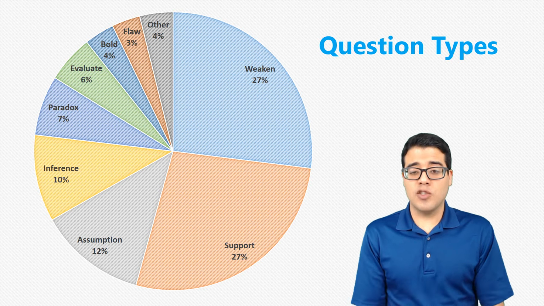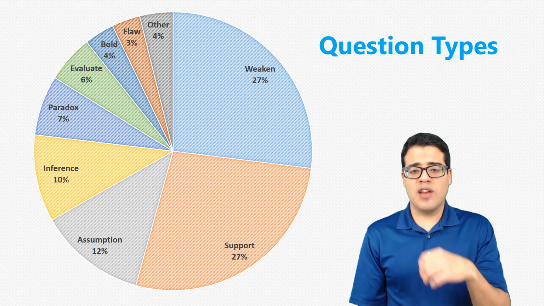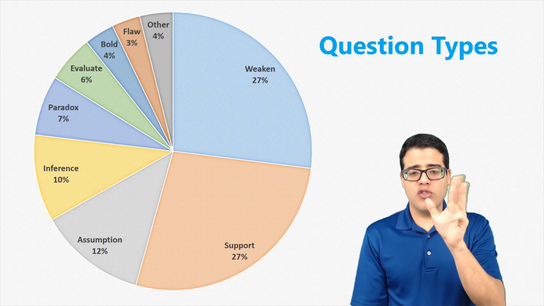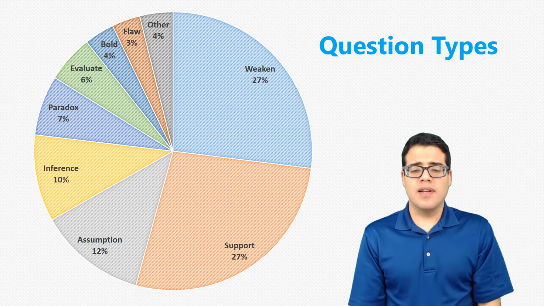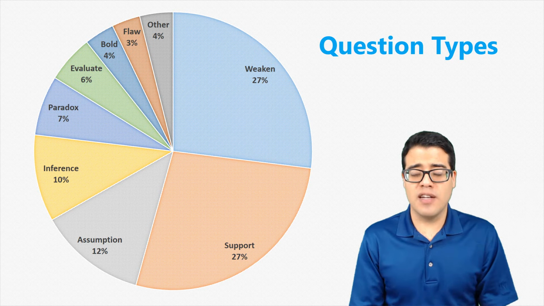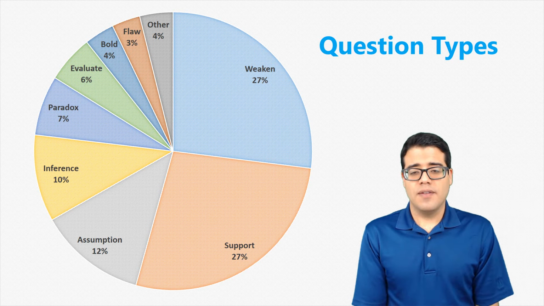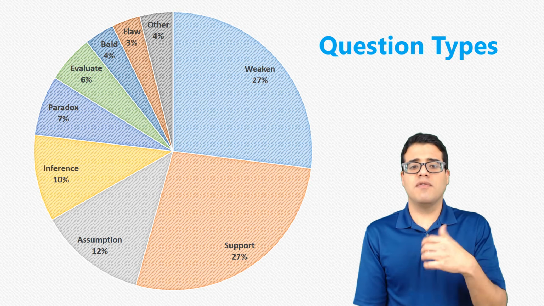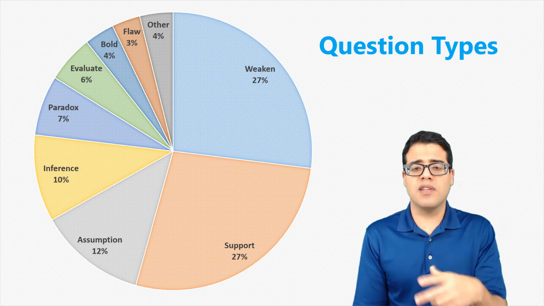Now, if you're in a rush, make sure you really understand weaken, support, assumption, and inference. Those 4 represent a bit more than 75%, almost 80% of the total. Then you can focus on the minor types such as paradox, evaluate, bold statement, and flaw.